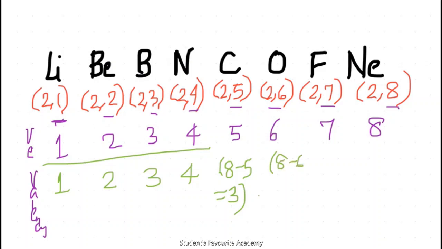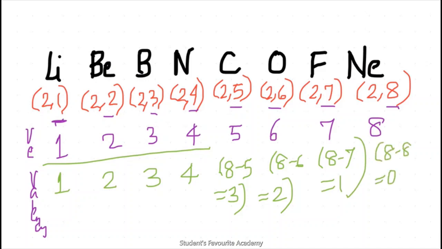Now if I move to 6, it is 8 minus 6, that is equal to 2. If I move to number of valence electrons equal to 7, my valency will be equal to 8 minus 7, that is equal to 1, and here it will be 8 minus 8, that is equal to 0. Alright, this is the number of valence electrons and this is the valency. So what do I conclude here, children? That 1, 2, 3, 4, then I come to 3, 2, 1 and then 0.